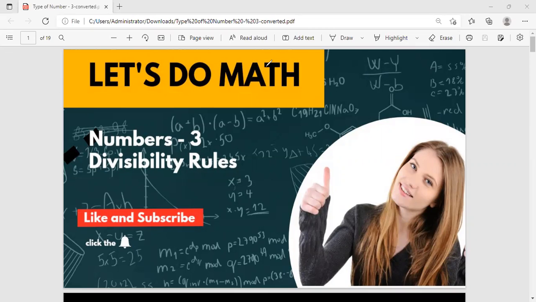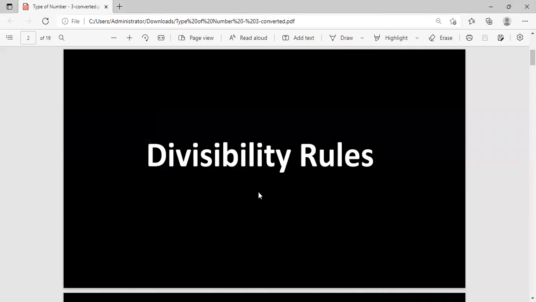Today we are going to start types of numbers. It is part 3 and we'll be covering today divisibility rules. So this is the topic of discussion today.